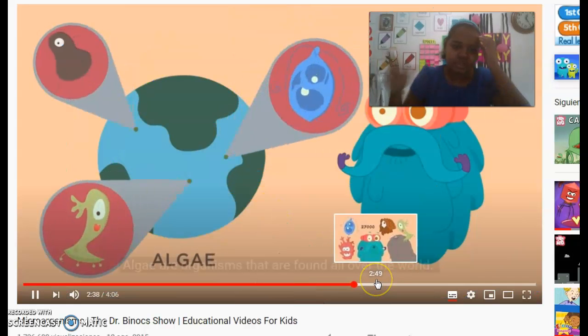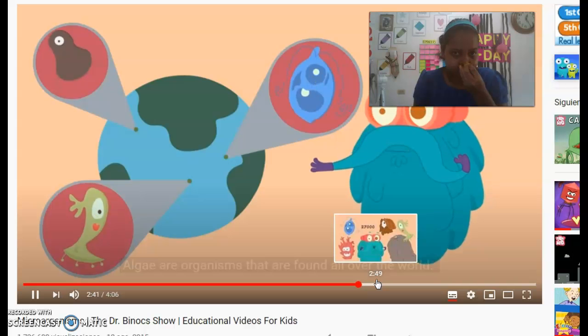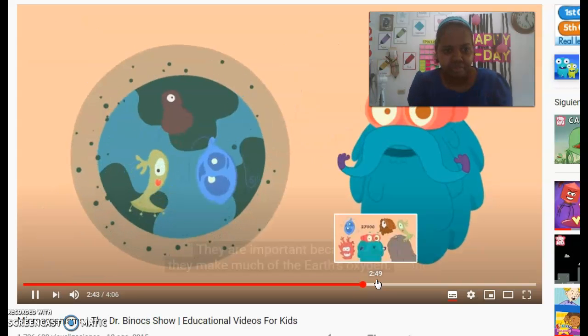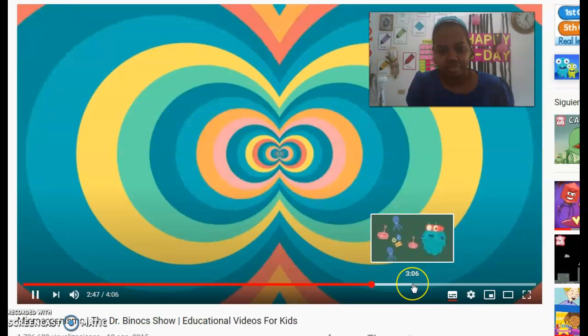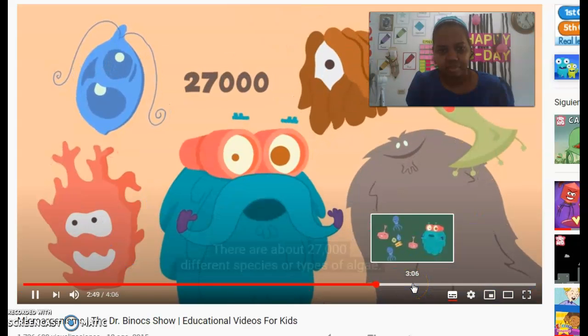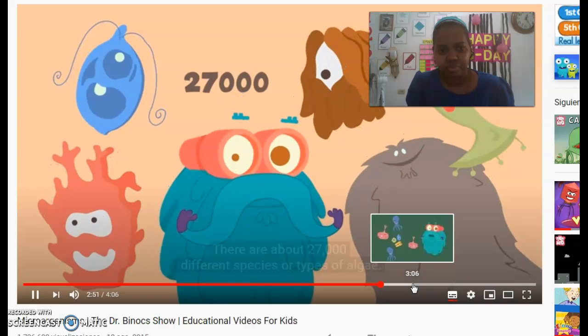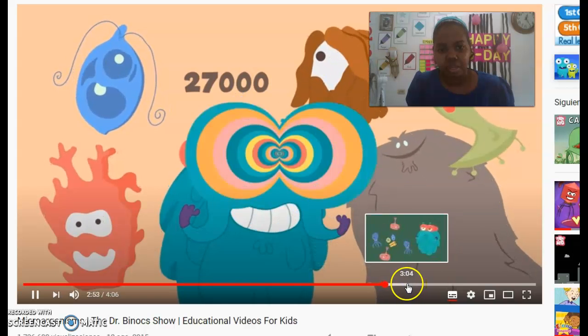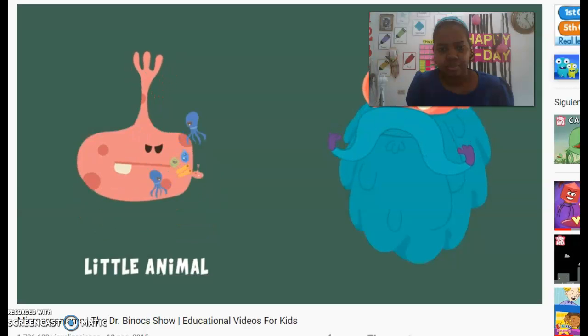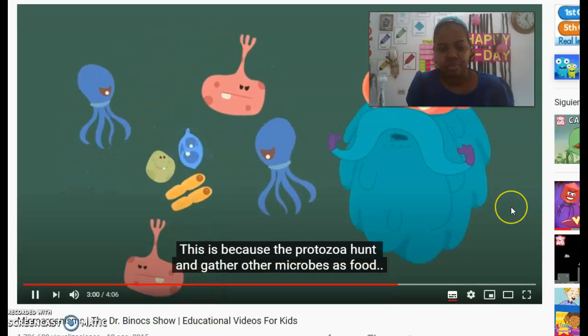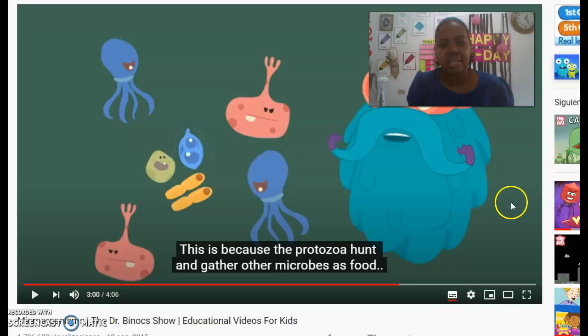So the last ones. Algae are organisms that are found all over the world. They are important because they make much of the Earth's oxygen. There are about 27,000 different species or types of algae. The word protozoa means little animal. So those are the last microorganisms, the protozoa and the algae.